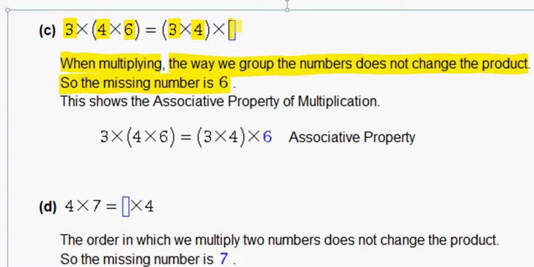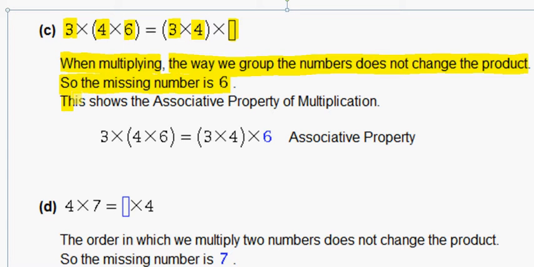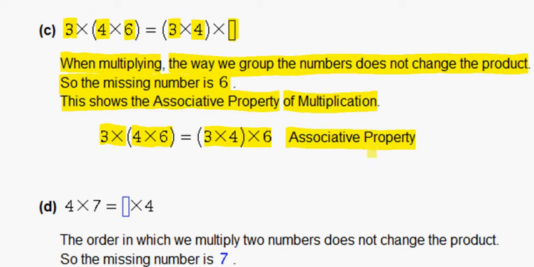So we need to have 6 on this side, which is the missing number, because it doesn't matter what order they're in in multiplication. This shows the associative property of multiplication. So 3 times 4 times 6 is equal to 3 times 4 times 6, the associative property.